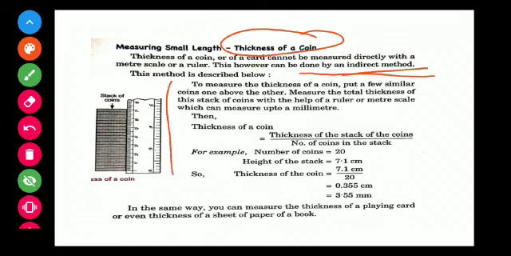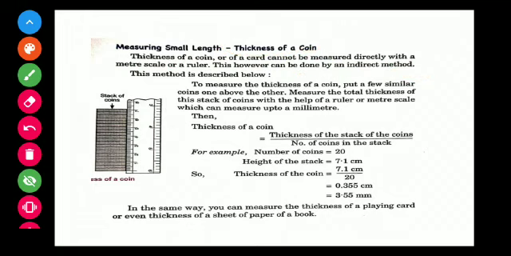Here is the description of the indirect method to measure the thickness of a coin. Put a few similar coins one above the other. Measure the total thickness. With the help of a ruler or meter scale we measure the total thickness of the stack. And now find the thickness of a single coin.